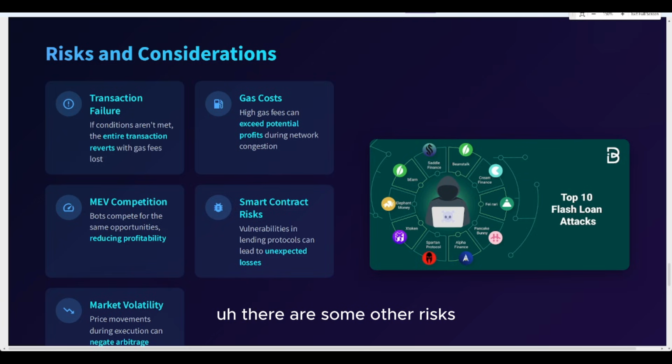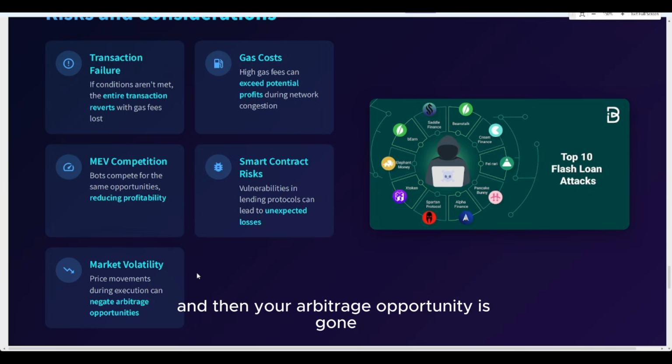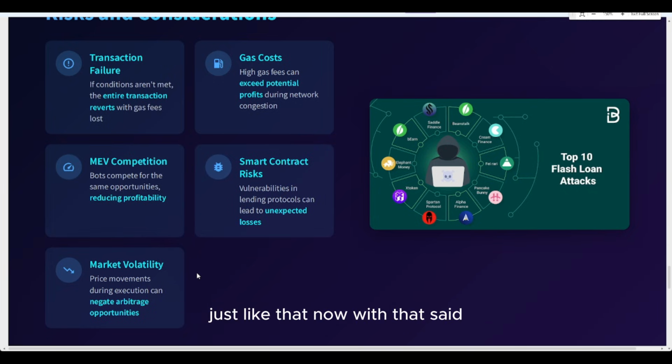There are some other risks such as smart contract risks and market volatility. Sometimes you identify an opportunity, and before you can go ahead and execute it, the market moves and the prices change, and then your arbitrage opportunity is gone just like that.